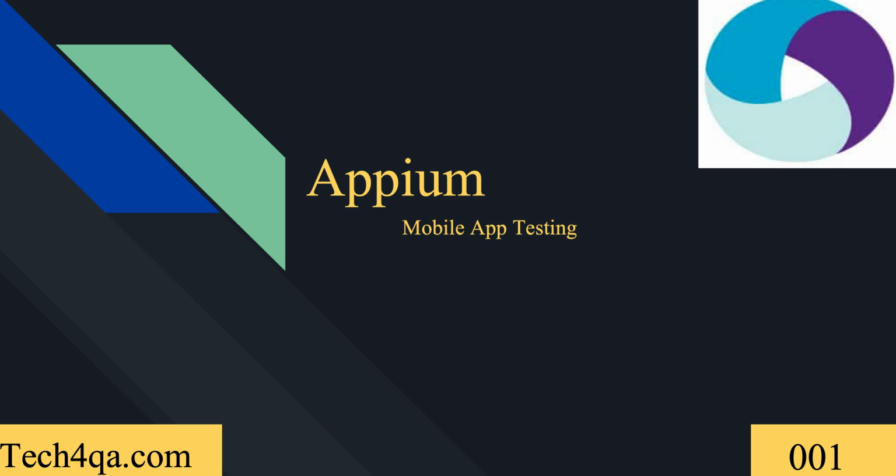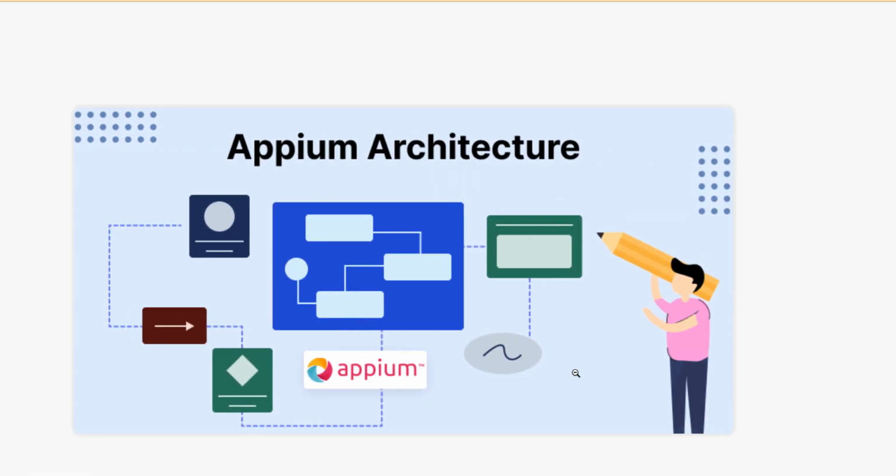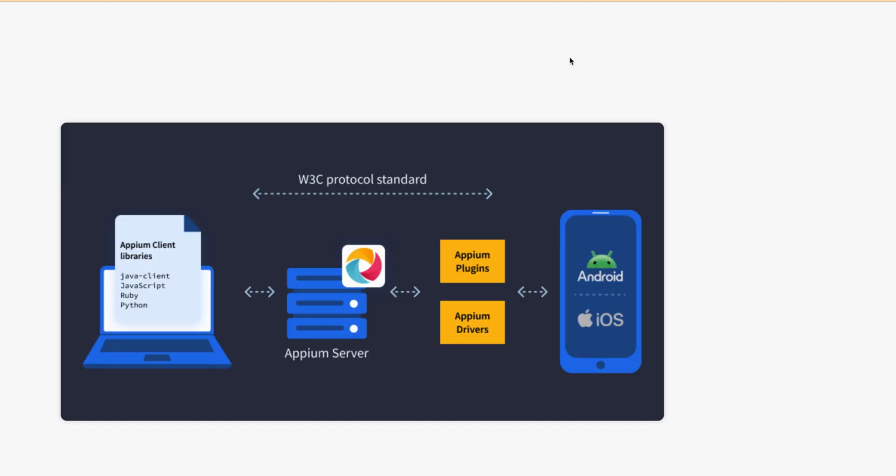In our continuation of the Appium series for mobile app testing, today I would like to explain the Appium architecture. So how is Appium internally designed to communicate with Android devices, and how does it communicate with iOS devices? Today I would like to explain the basic concept.